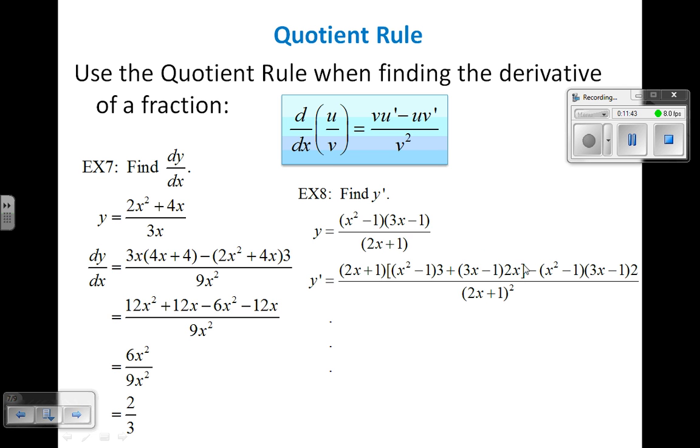Okay, so in these square brackets that you see right here, that whole thing is the derivative of the top, u prime, using product rule. So minus, and then it's the top times the derivative of the bottom. The top is just the product again. The derivative of the bottom: well, the derivative of 2x is 2, the derivative of 1 is 0. So it's just 2. All over the bottom squared. And I didn't even bother to simplify that one out.